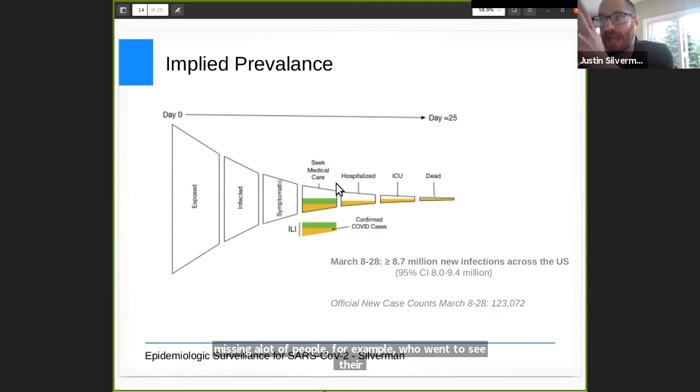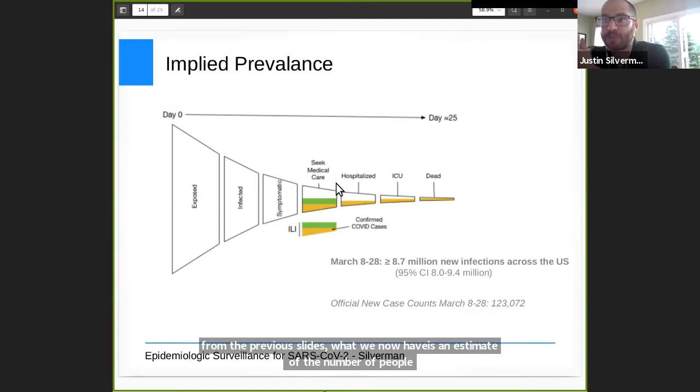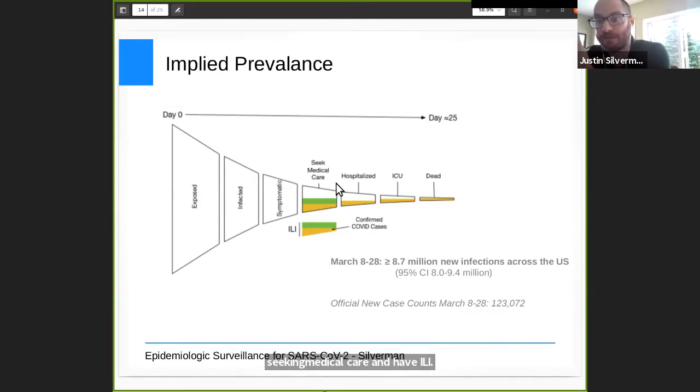Anyway, from the previous slides, what we now have is an estimate of the number of people who are seeking medical care and have ILI. And so the question is, what does this imply about the total number of people who are infected? Well, there's some interesting data that has been collected that helped us get from this seeking medical care compartment back to the number of infected.